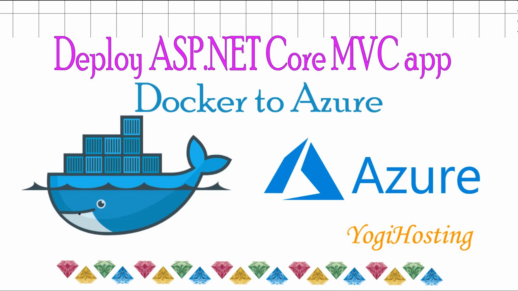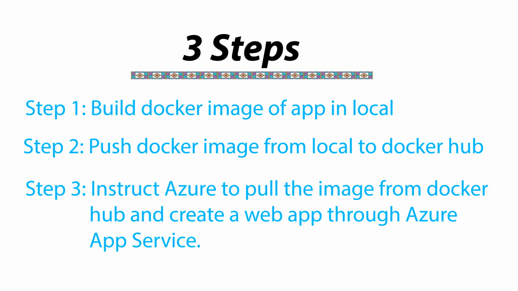Let us deploy an ASP.NET Core app built on Docker container to Azure. It involves 3 steps. Step 1. Build the Docker image of app in local PC. Step 2. Push this image from local PC to your repository in Docker Hub. Step 3. Instruct Azure to create a web app from this image hosted on Docker Hub.